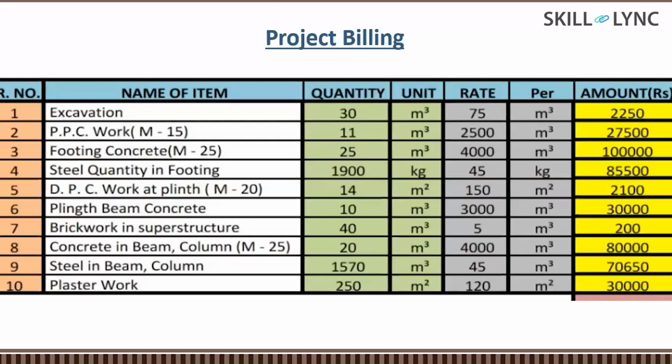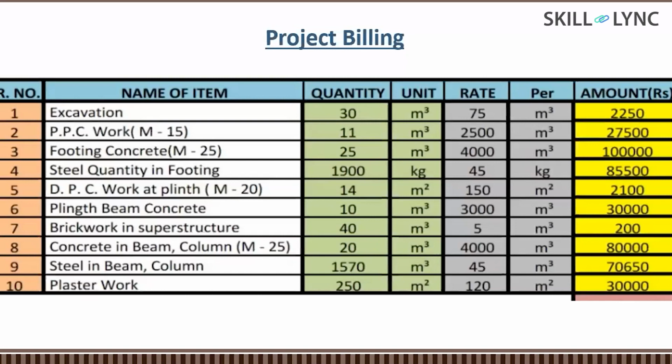Then we have another grade of concrete, M20. Then we do have brickwork. We have plaster work. So likewise, items are there. These quantities have been obtained from the different RFIs, where we did the work and the client checked it during the pre and post construction stage. And we have compiled those quantities.